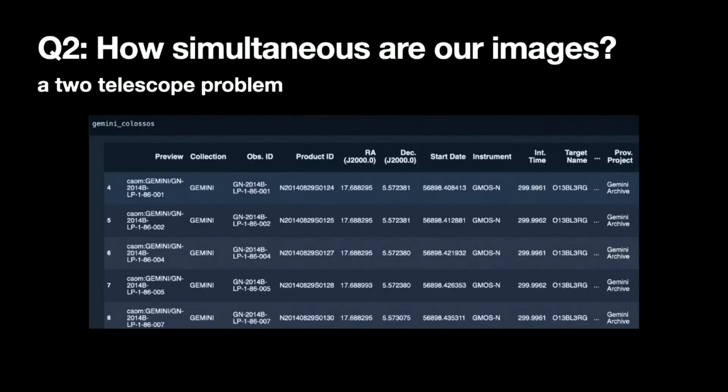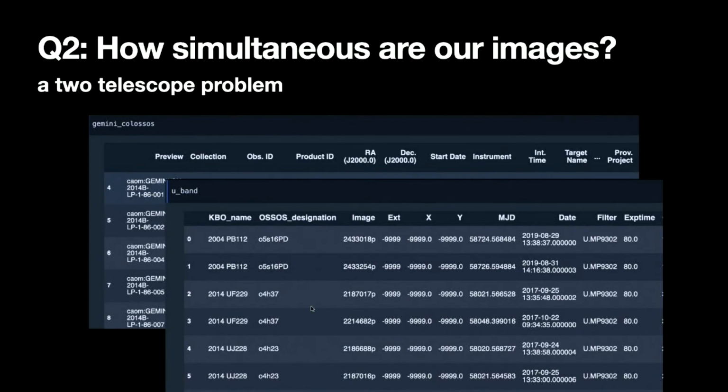So once again, we turn to Pandas, and so this is a data frame of images that were looked at by the second telescope, so Gemini North. And so I had to compare it with my data frame that I made earlier.